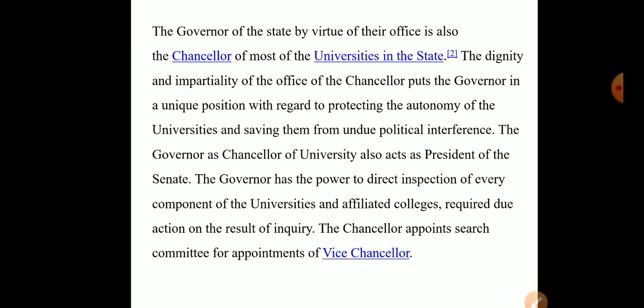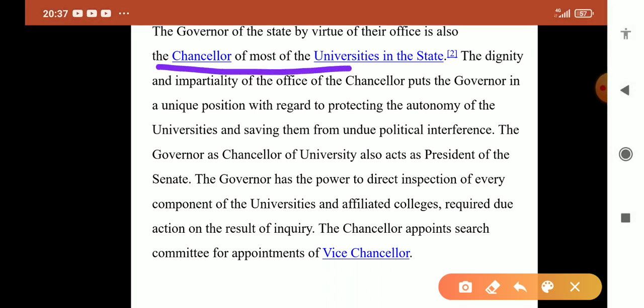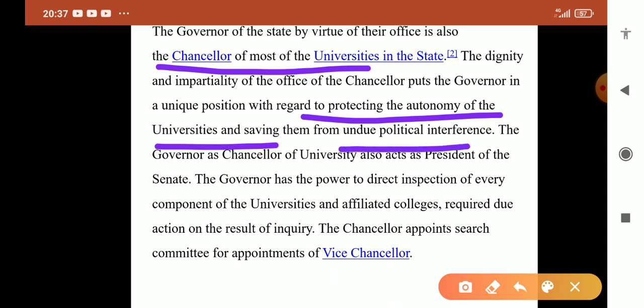The governor of the state, by virtue of their office, is also the chancellor of most of the universities in the state. The dignity and impartiality of the office of the chancellor puts the governor in a unique position with regard to protecting the autonomy of the universities, and saving them from undue political interference. These are the works of governor. Governor as the chancellor of the university also acts as the president of the Senate. He is the president of the Senate.